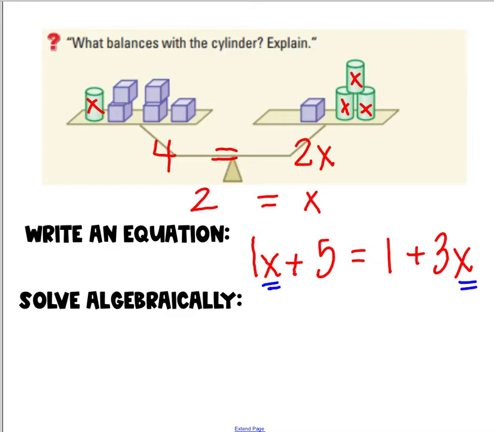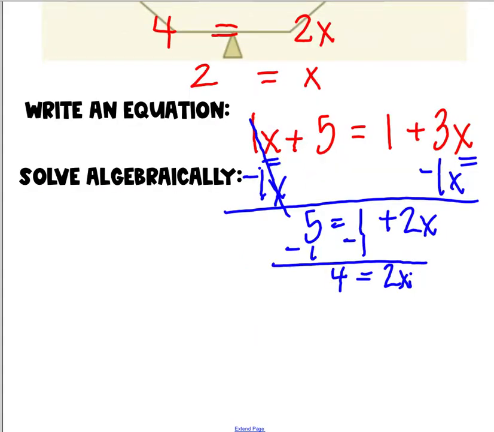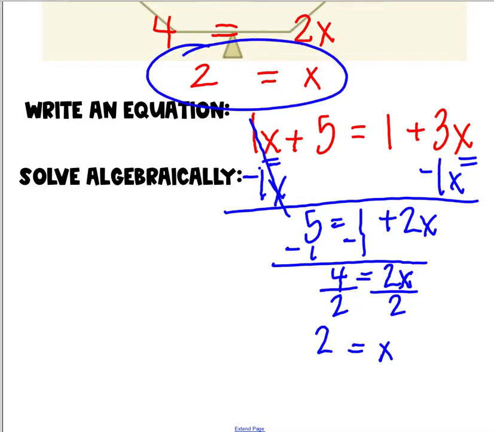You can move the cylinders or the cubes. It doesn't matter as long as you do the inverse operation. So let's get rid of our 1 cylinder on both sides. And I'm left with 5 is equal to 1 plus 2x. Now we can't move the variables anymore, so we have to move the constant by doing the inverse. And we're left with 2x is equal to 4. And this is a standard one-step equation. We had to divide both by the coefficient. So we're left with x is equal to 2, which is what we got in the picture.